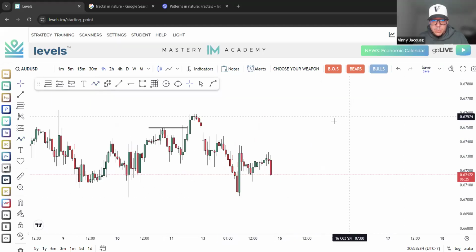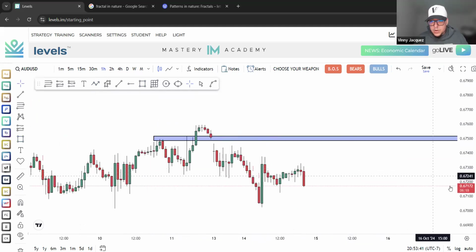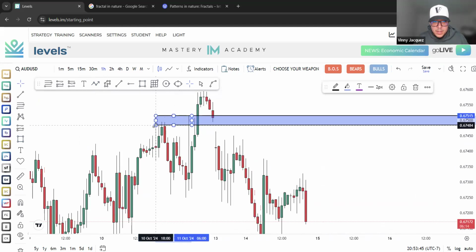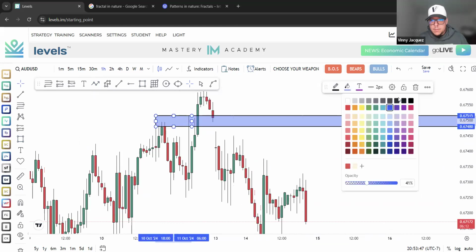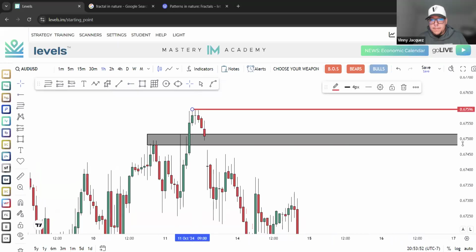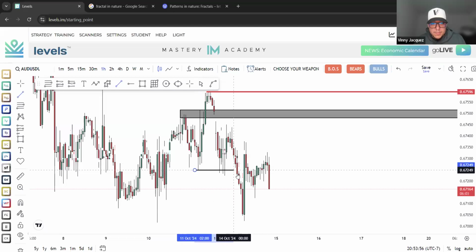Boom. So what I'm going to do is mark up my shoulder from the highest wick to the closest body, which is this high wick right here. Highest wick is right here. Closest body is right here. Make my shoulder zones black. Stop loss at the high, with my change of character right here.